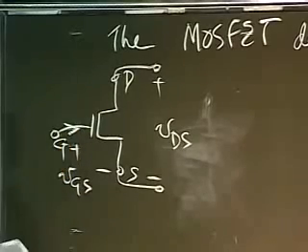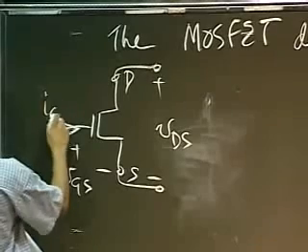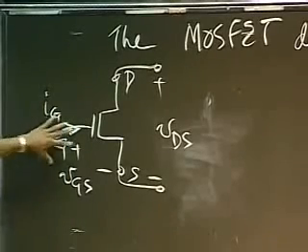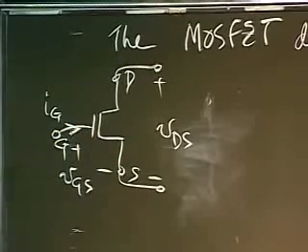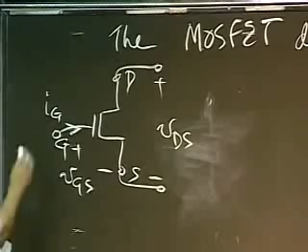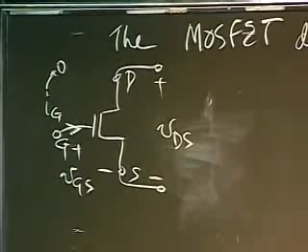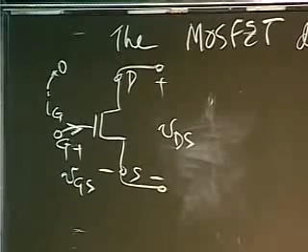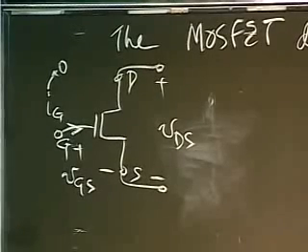And let me label the current coming into this node IG. Okay? In this device, the physical device that I'm going to show you, the current going into the gate is always 0. Okay? So IG is always going to be 0 for 6002. Okay? In real life, there is some leakage and so on, but in 6002, for now, we deal with a very simple abstract model. IG is 0.